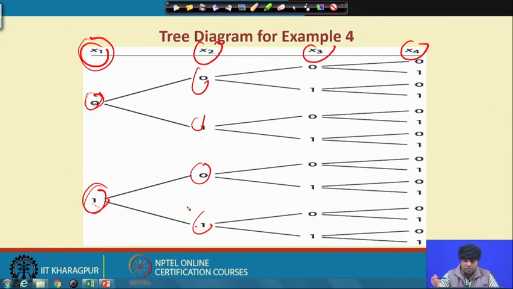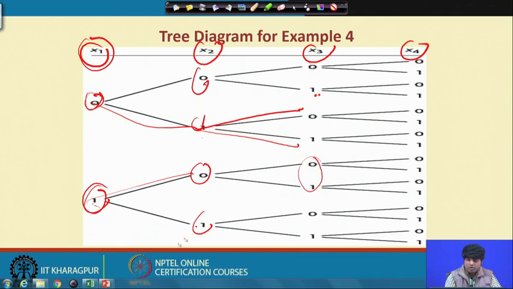Again, if you add x3, then corresponding to each combination of x1 and x2, x3 will be either 0 or 1. So we now have 2 different options for each of the 4 combinations of x1 and x2. That means we actually have 8 options now.